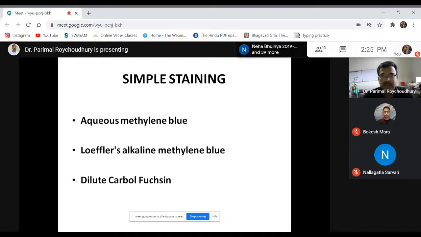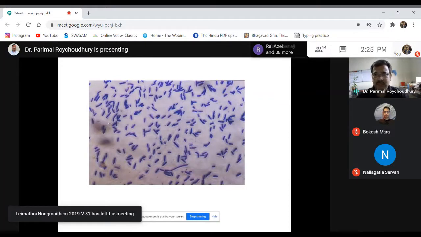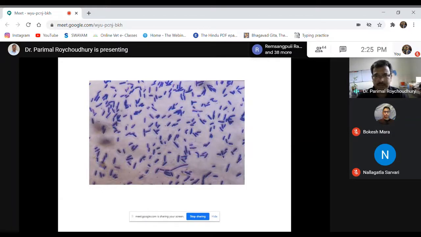The purpose of performing simple staining is just to visualize the bacteria, whether it is Coccus, Bacillus, or other morphology, or its arrangement. For example, here the bacteria are individually present. There is no specific arrangement. All are bacilli. So these things we can study by performing simple staining. Although here it seems a little bit longer, these are not in chain. They are in the dividing stage. At a later part, they will get detached from each other and will be present scattered.